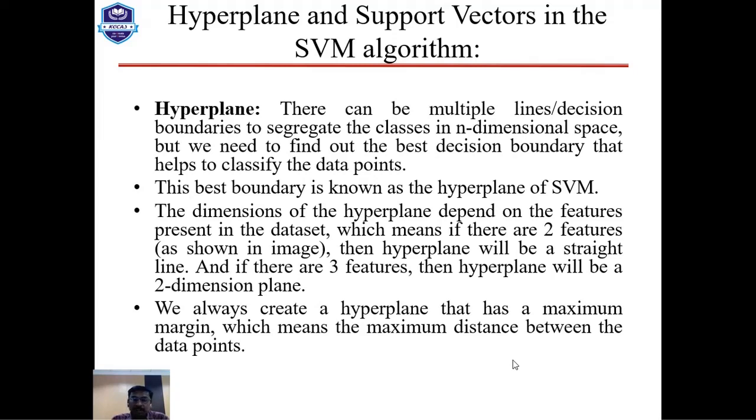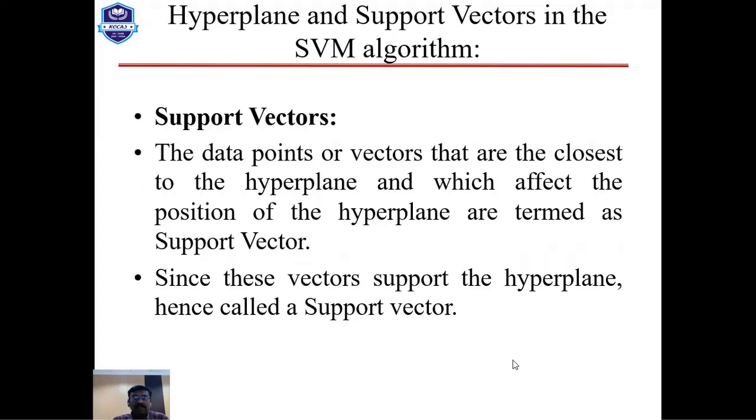The dimension of the hyperplane depends on the features present in the dataset, which means if there are two features, as shown in the image, the hyperplane will be a straight line, and if there are three features, the hyperplane will be a two-dimensional plane. We always create a hyperplane that has a maximum margin, which means the maximum distance between the data points.